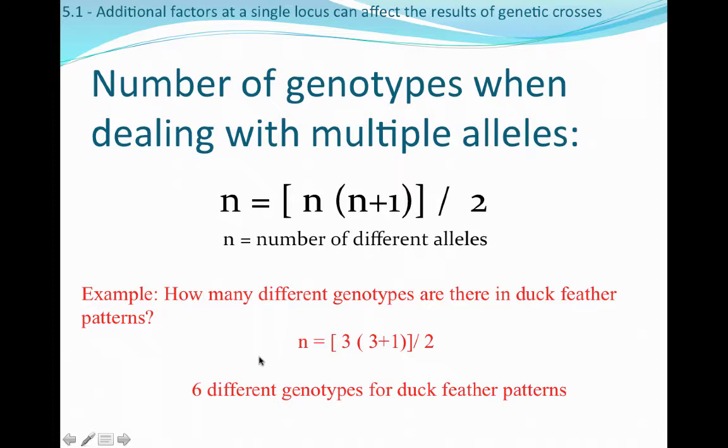So, for example, if we wanted to determine how many different combinations or different genotypes there are in duck feathering patterns, we would know that there are three major phenotypes associated with it, three major alleles. So n would equal 3 here. So we would take 3 plus 1 and then multiply that times 3 again and then divide it by 2 to get 6 different genotypes for duck feathering patterns.